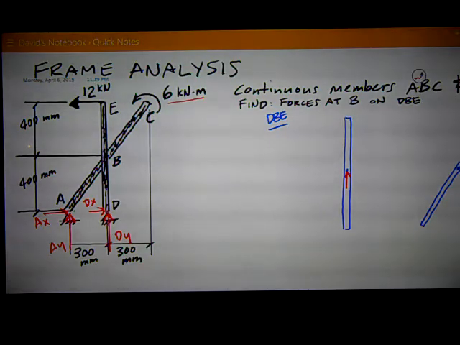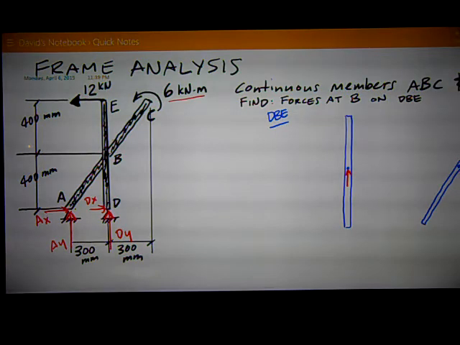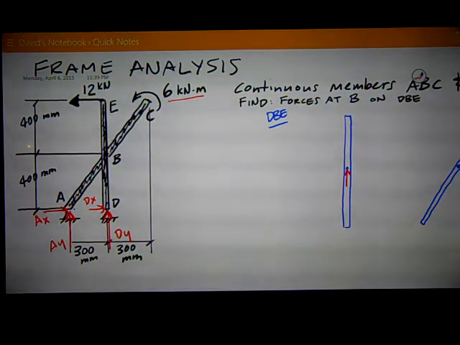Before I even do that, though, I want to get my units consistent. I've got 400 millimeters and I've got a 6 kilonewton meter moment. So I want to convert everything to meters. 400 millimeters is 0.4 meters. 300 millimeters in the horizontal direction is 0.3 meters. Now I've got consistent units. I can sum moments about point D on the entire frame.